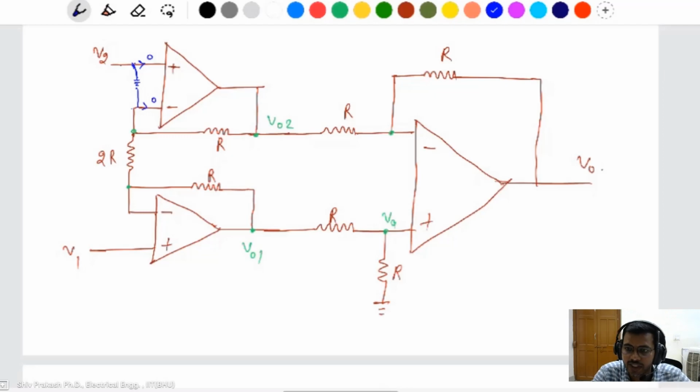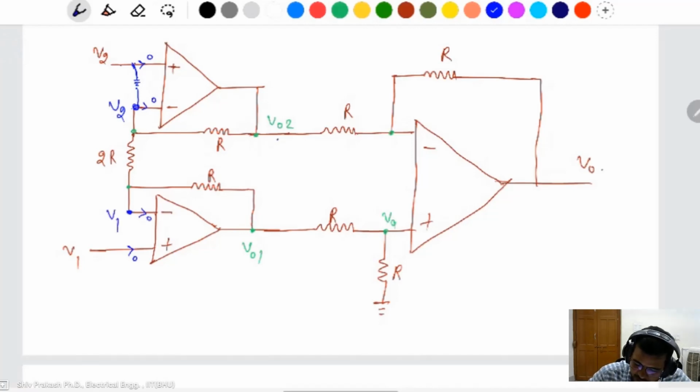This is not a physical connection between V2 and the positive and negative terminals. That's why it is called a virtual short only. It is not a connection between them. It is a virtual short because the voltage of the positive terminal and negative terminal will be the same, even though negative feedback is there. It means this voltage is the same as V2. Same thing here also. This current is 0, and this voltage is the same as V1.